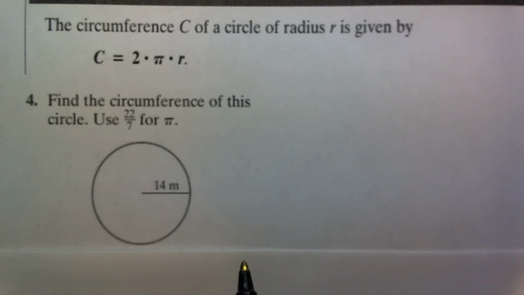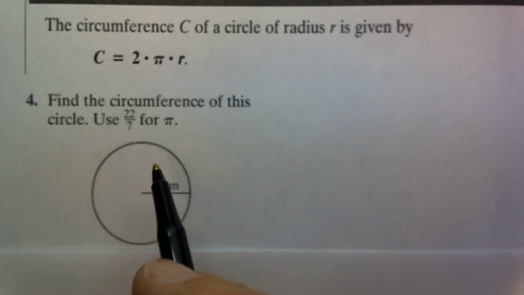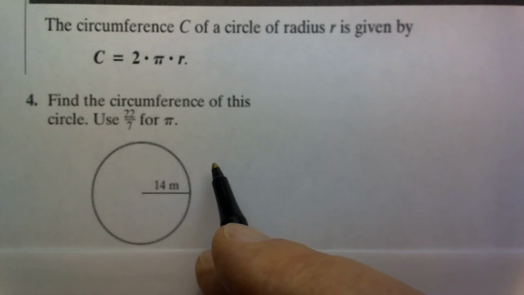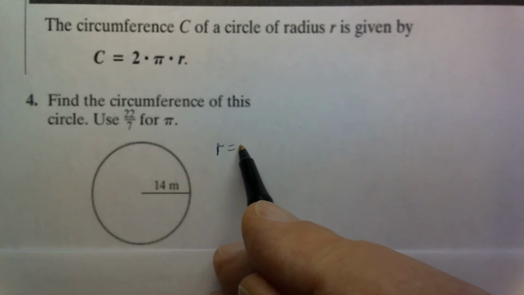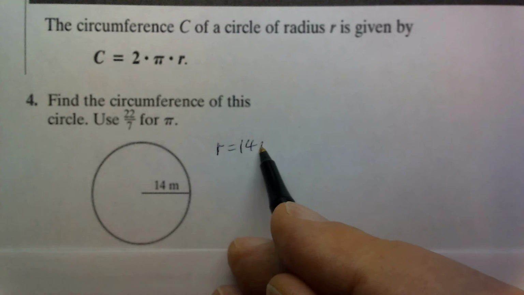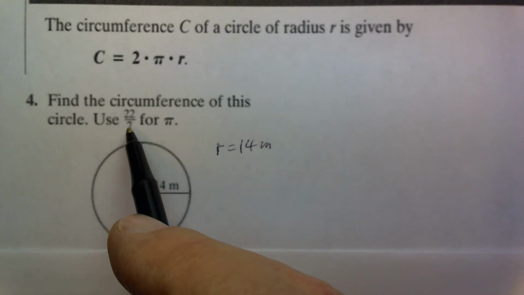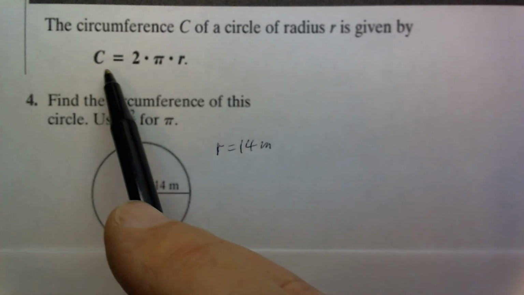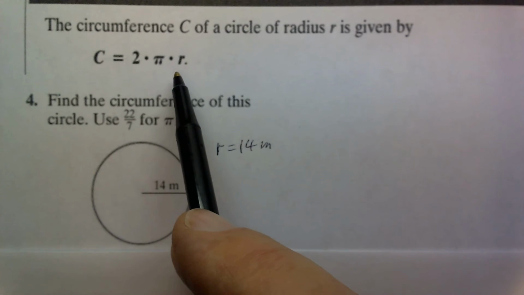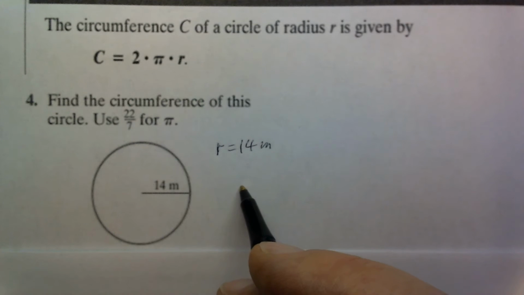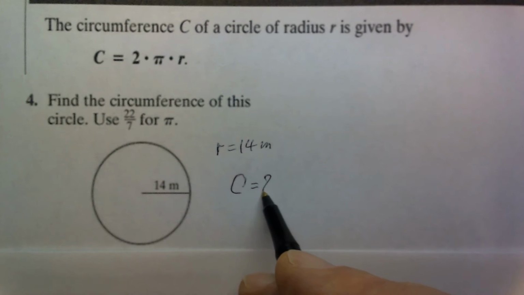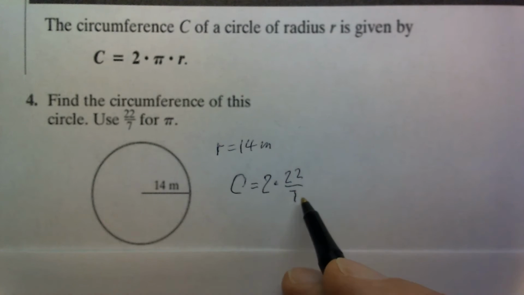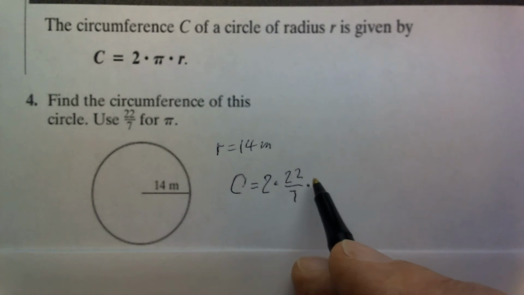In exercise 4, we have a circle here, and we are supposed to find the circumference. So we know that the radius, r, is equal to 14 meters. And we're supposed to use 22 divided by 7 for pi. So following the formulas, c, the circumference, equals 2 times pi times r, we get c equals 2 times 22 divided by 7 times r, and r is equal to 14.